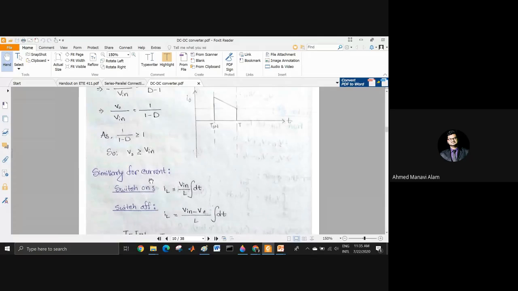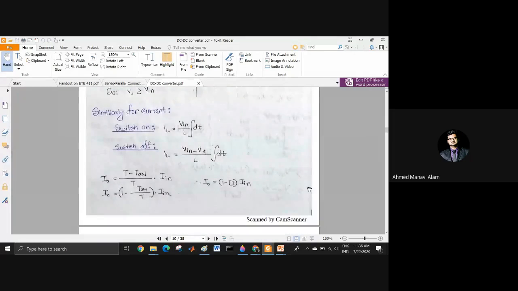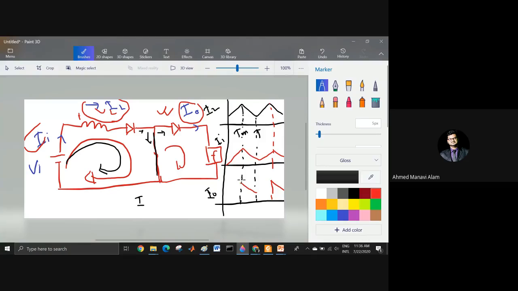Now if I ask you to find the inductor current whenever switch is on, then you guys remember this formula we have written in the previous class. IL equals to VL by L dt. VL is V in when switch is on, VL is V in minus V naught when switch is off. So these are the things we have discussed here, and you can see I naught equals to T minus T on by T times I in. This might seem difficult, but this is not very difficult to understand. You can understand it from here.